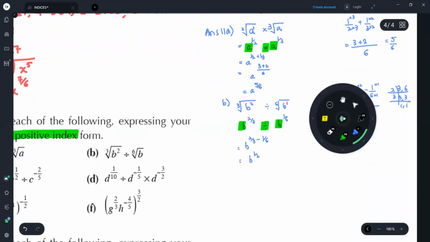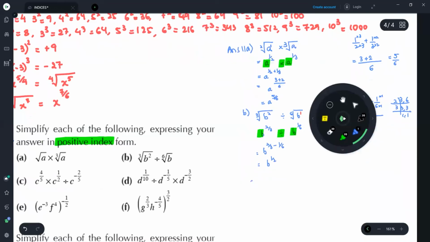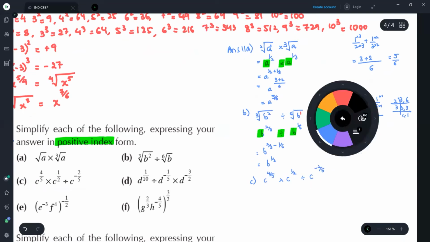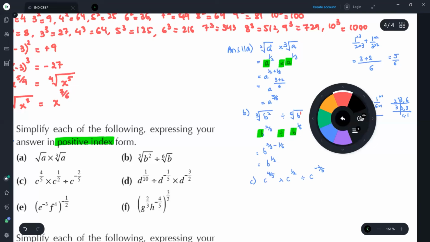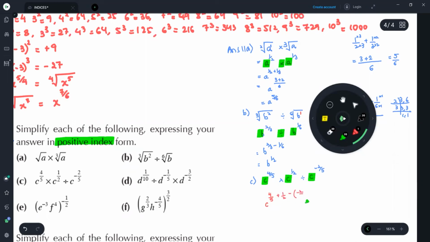Next, sir, is part C, which is c raised to the power 4 over 5 multiplied by c raised to the power 1 over 2 divided by c raised to the power minus 2 over 5. Now, all of you are going to pay attention. I'm going to do only a part of this question. The rest of it would be solved by you. When my question is that the base is same, the bases are same. They are being multiplied and divided. So I'm going to write something down. Could you tell me if I'm correct? 4 upon 5 plus 1 over 2 minus 2 over 5. What do you say? Am I correct?